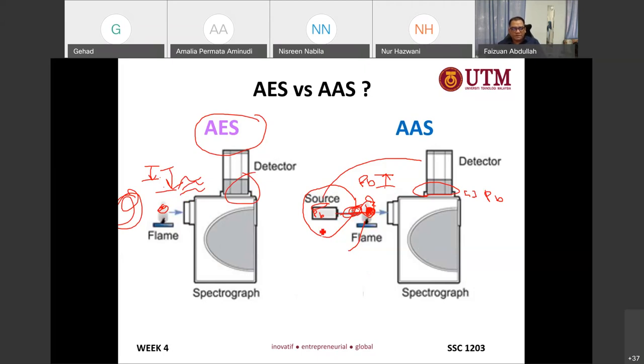But what is the weakness of AES? It can only detect large concentrations, in the ppm level. But for AAS, it can also detect in the ppb level. What is ppm and what is ppb?